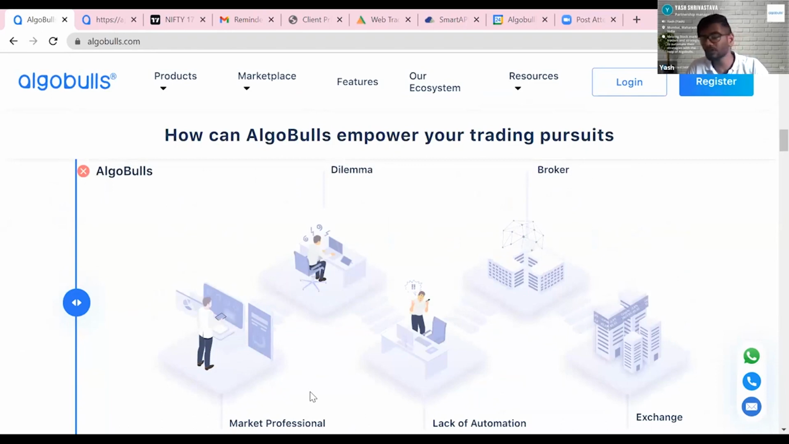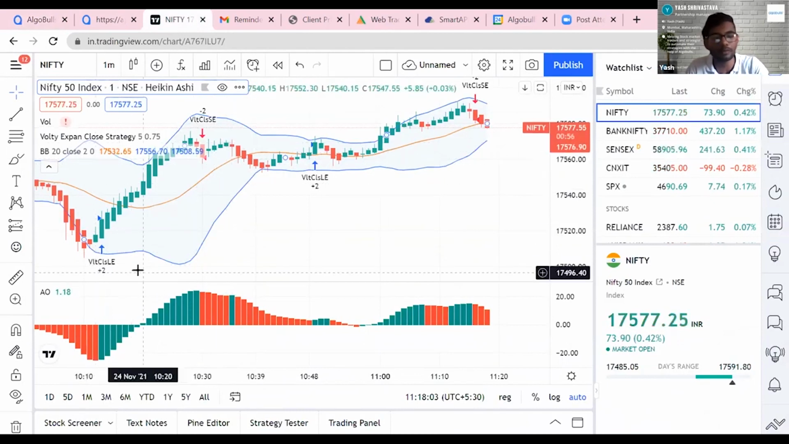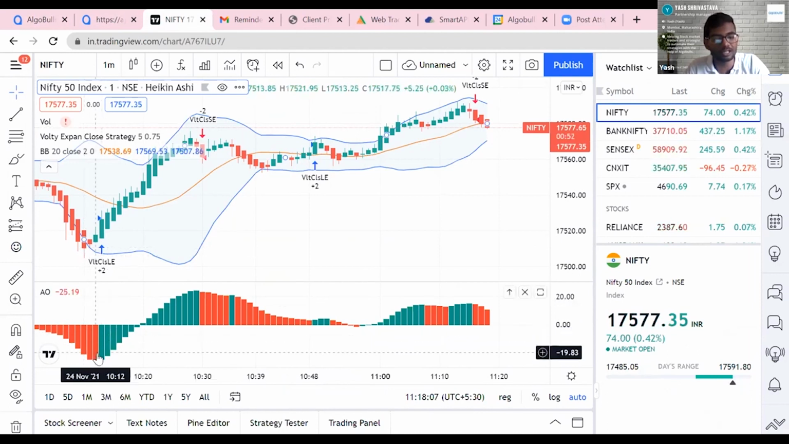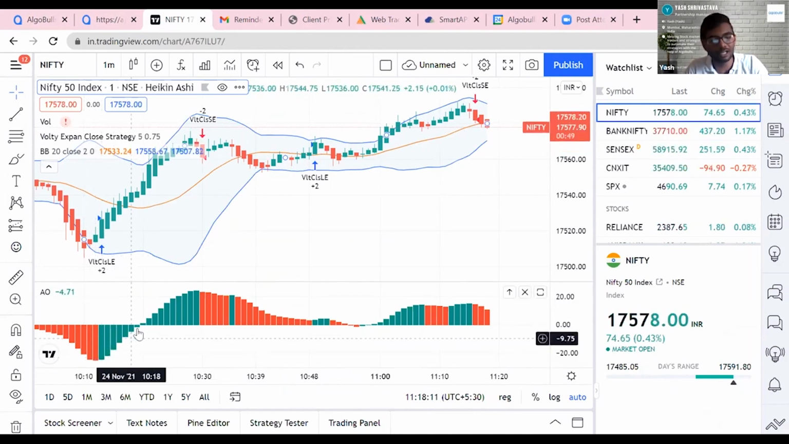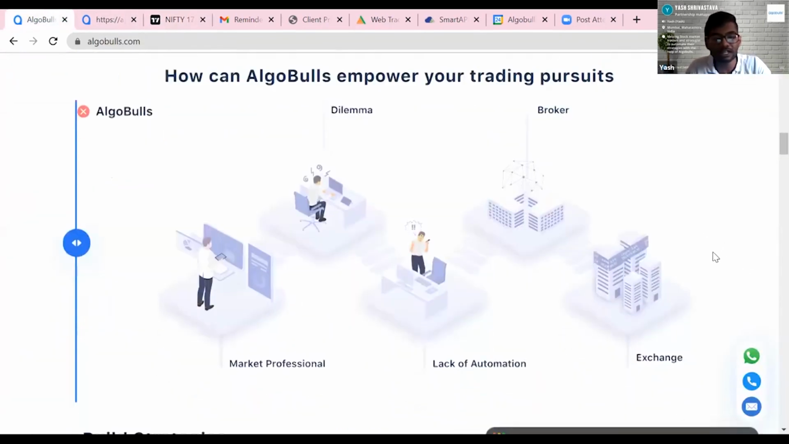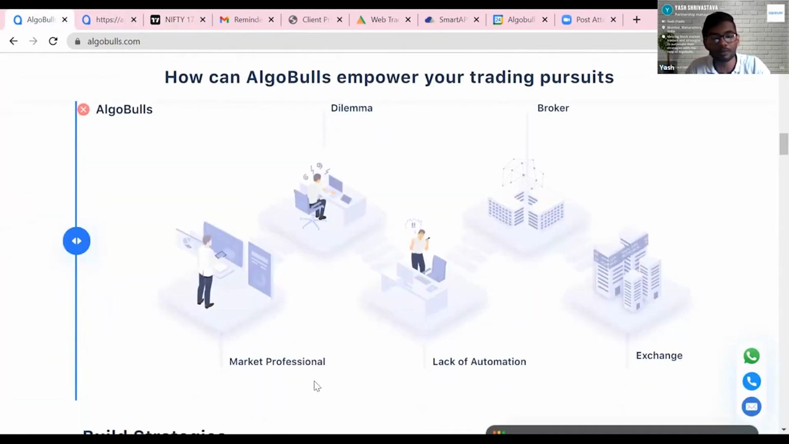So suppose I have all the knowledge on when to buy, when to sell, what parameters I use. If the price breaks Bollinger Bands by this point, or the awesome oscillator reaches the value of this, that means I'm supposed to buy. If the awesome oscillator reaches the value of this, that means I'm supposed to sell. So if you have all the parameters ready, but still automating all these things becomes really difficult for you as a market professional or as a market practitioner.